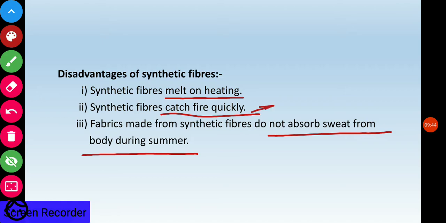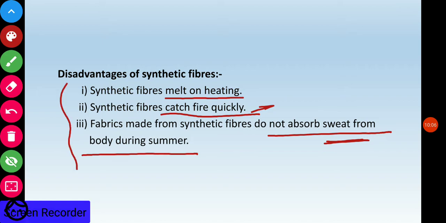Dresses can be made from synthetic fiber for party wear, but not for daily wear because they do not absorb any sweat. So for daily wear during the summer season, we need clothes made from cotton fiber. So these are a few disadvantages of synthetic fibers.